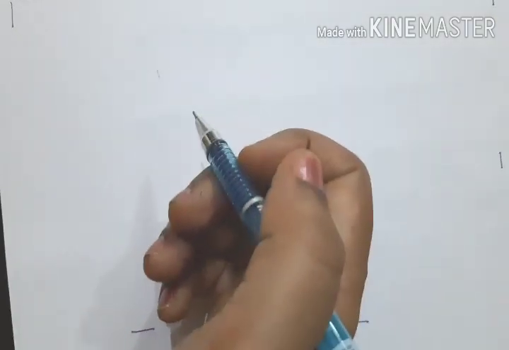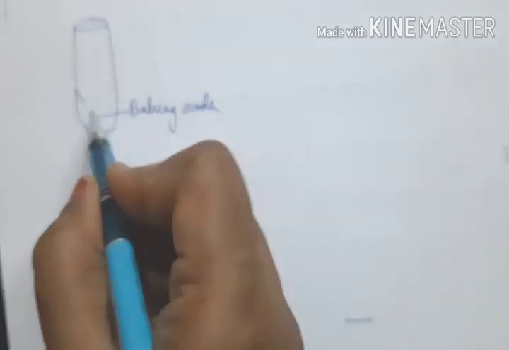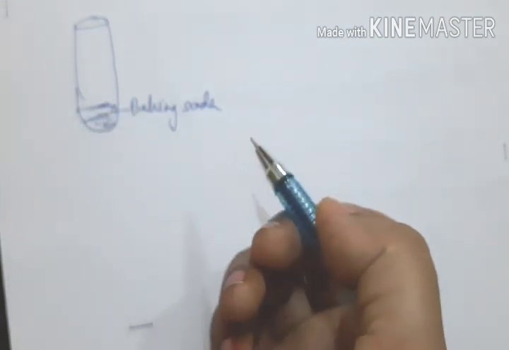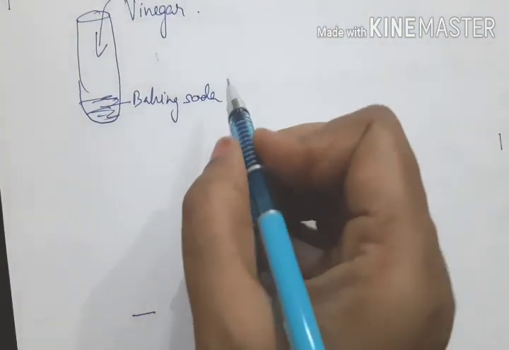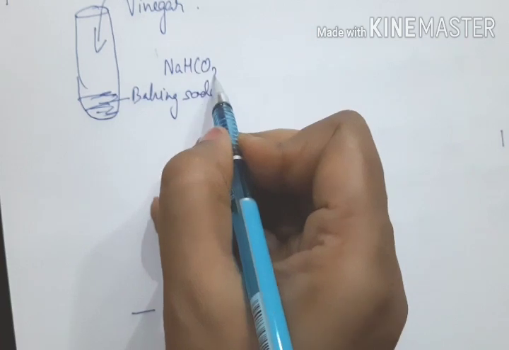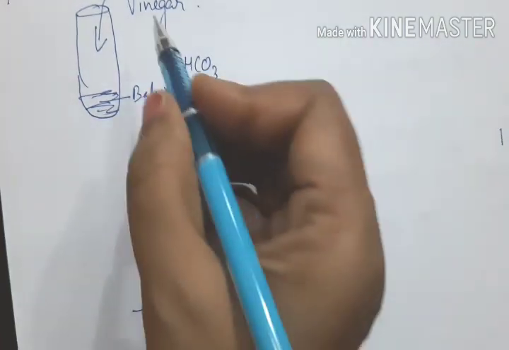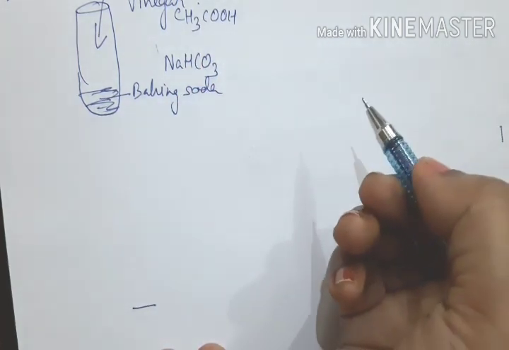The next reaction that we study is between vinegar and baking soda. We take a test tube, and in the test tube we add some baking soda, a white colored powder we have in our homes. Now to this we add vinegar, which we also have at home. The formula of baking soda is NaHCO3, or sodium bicarbonate, and vinegar is CH3COOH.